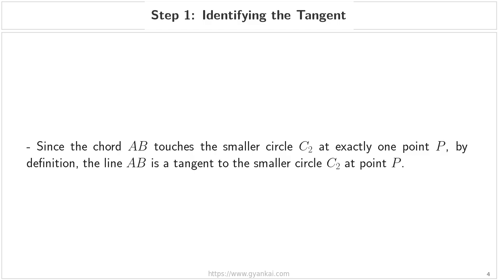Therefore, we can officially state that the line AB is a tangent to the smaller circle 2 at point P. This is a crucial realization, because it allows us to use all the specific properties of tangents that we are about to discuss in the next step. Step 2. Applying the tangent radius property.